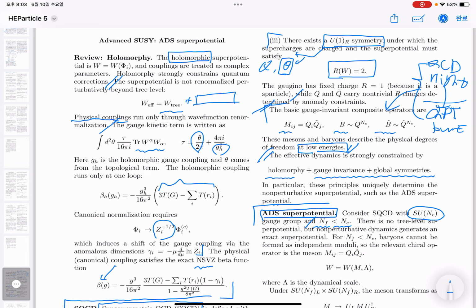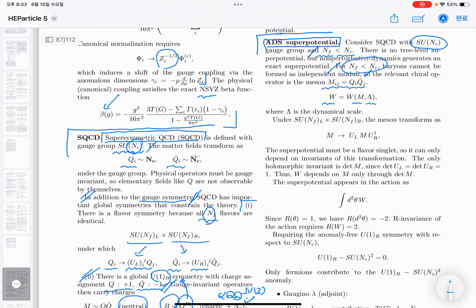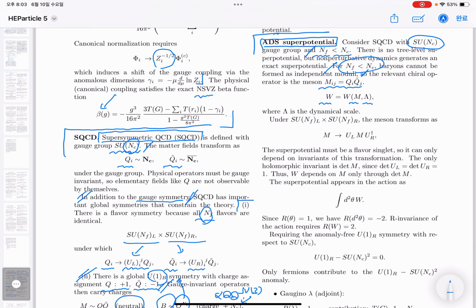There are no three-level superpotentials, but the non-perturbative dynamics generalize to exact superpotentials without the loop effect. For NF smaller than NC, baryons cannot be formed as independent moduli, so the relevant operators are given by the mesons under this inequality condition. So the superpotential becomes a function of the meson operators and a specific dynamical scale lambda, which is the scale at which the SQCD is broken.